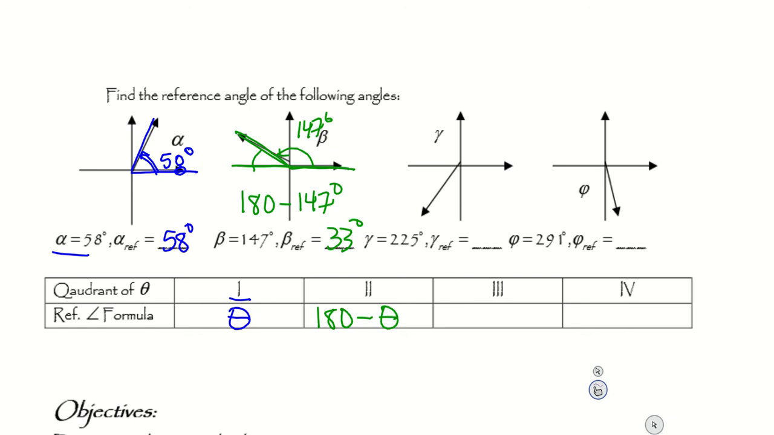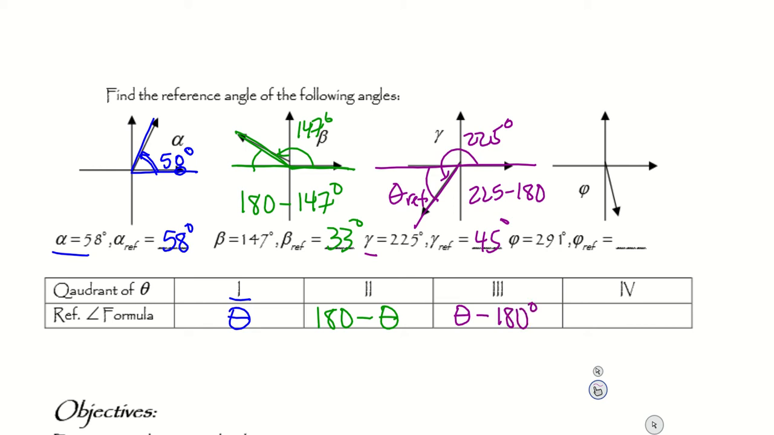My third example, I have gamma, and gamma is 225 degrees. My reference angle is the acute angle between my terminal side and the x-axis. That would be this angle right here. That's my reference angle. To find out how big that is, I'm going to take my 225 and subtract 180. That's going to give me 45 degrees. So in the third quadrant, we take our angle and subtract 180 degrees from that.